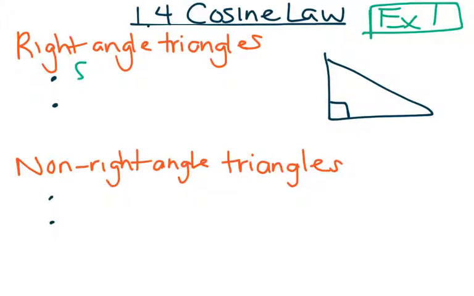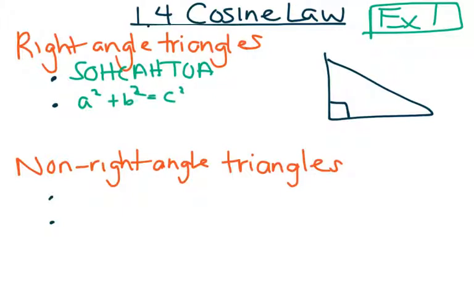One tool is, of course, SOHCAHTOA. We can only use SOHCAHTOA for right angle triangles. The other tool we can use is what we learned in grade 10, which was the Pythagorean theorem, a squared plus b squared equals c squared, and that's just helpful for side lengths. So if we see a right angle triangle, here's the tools that we can use.